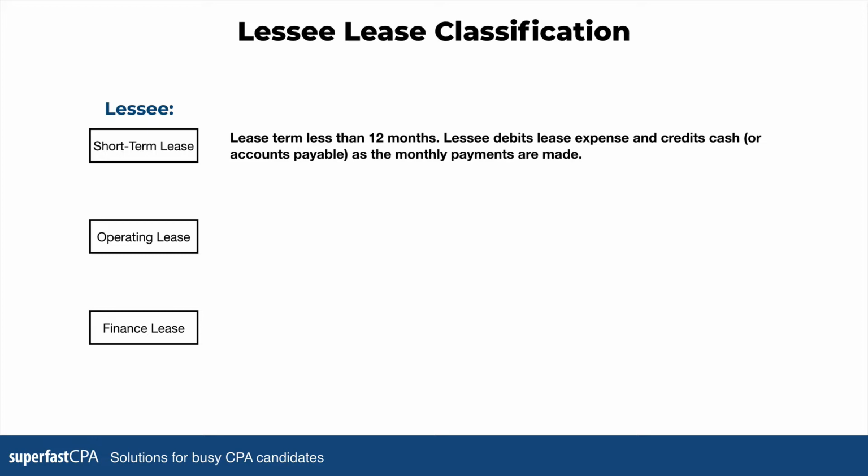and as long as there's no agreement in place where the title transfers to the lessee at the end of the lease, because then that would be a sale and would need to be accounted for that way. If it's just basically a rental agreement and it's less than 12 months, the lessee debits lease expense and credits cash or accounts payable as the monthly payments are made.